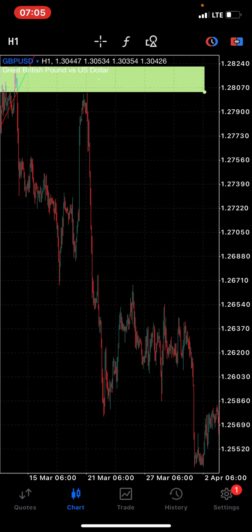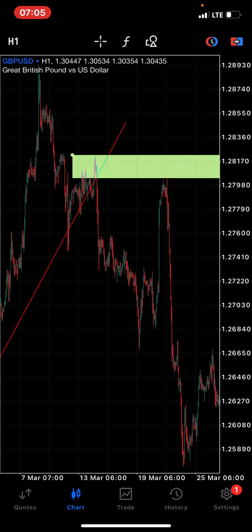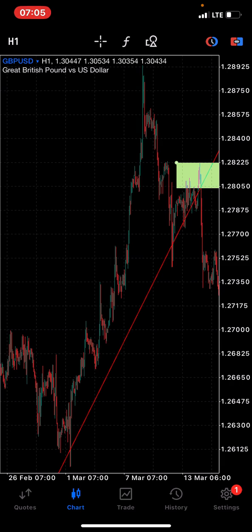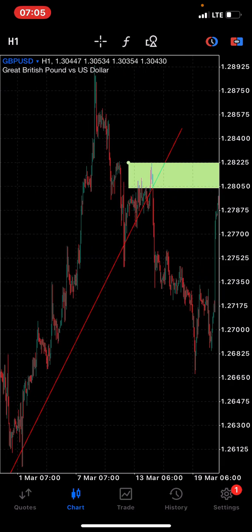Not every supply zone will be respected. Look at this one. You can see a series of breaks of structure. Price was in an uptrend like this, and price changed character. You see what happened here? Let me turn it around like this, please.